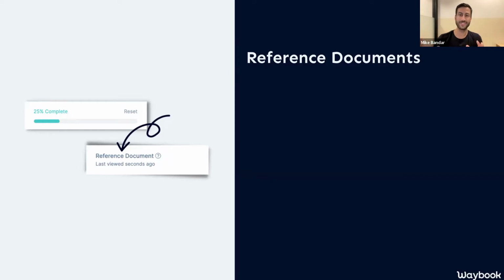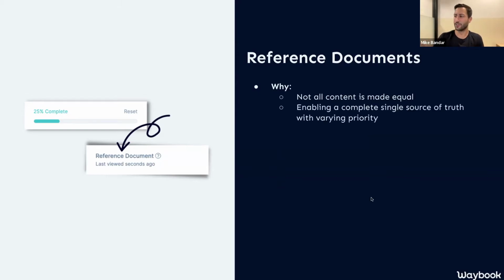But sometimes we can also overload people with various bits of knowledge and information. So whilst we still want your Waybook to be your single source of truth, we wanted to give you a little bit more flexibility because not all content is made equal. And in order for you to still have this single source of truth and have everything in it, but still focus on the stuff that actually makes people better at what they do and more equipped at what they do, we've introduced the concept of reference documents.